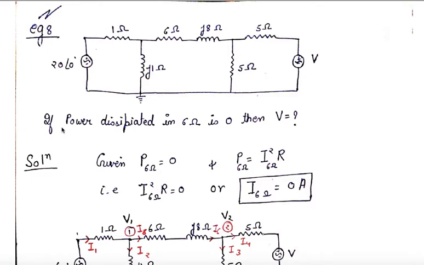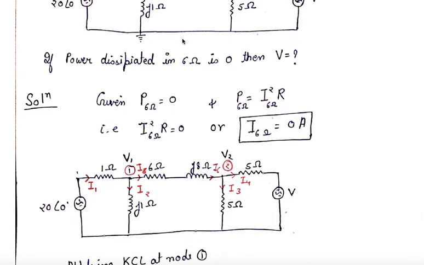The question says, if power dissipated in the 6 ohm is 0, then what is the value of V? So this is our 6 ohm resistance, and it says that the power dissipated in this resistance is 0. Then what is the value of our voltage source V? So it is clear to us what we have to find out: the value of V. But one thing which is given is that the power of the 6 ohm resistance is 0. So we will see what conclusion we can draw from this information.